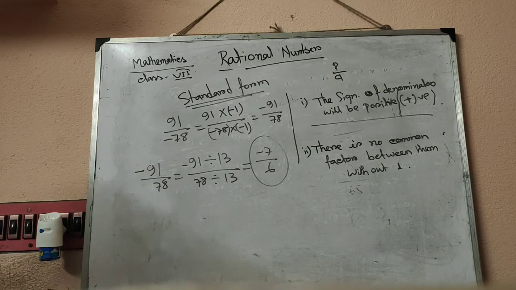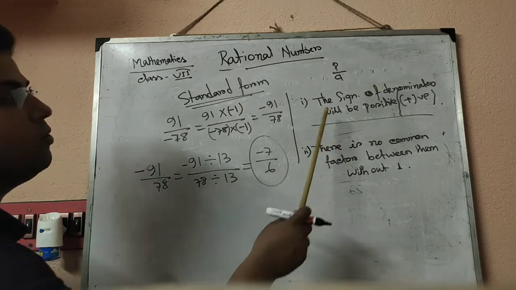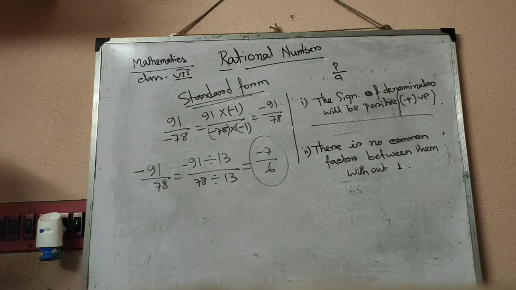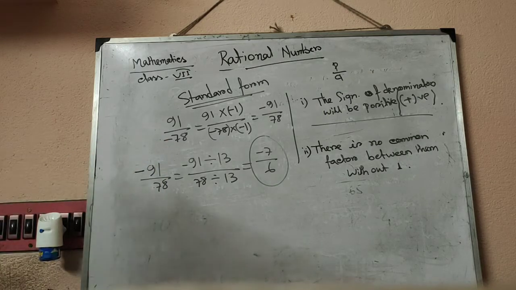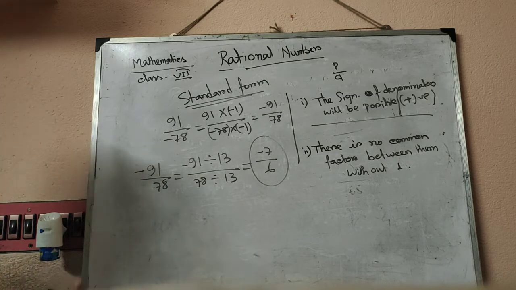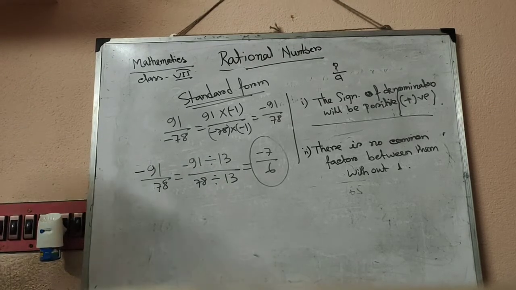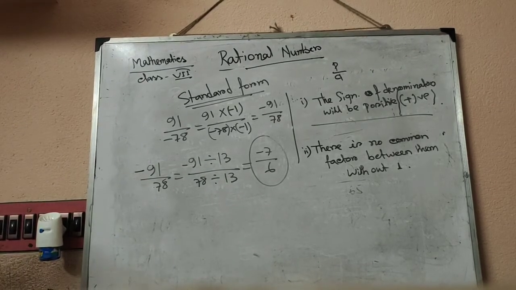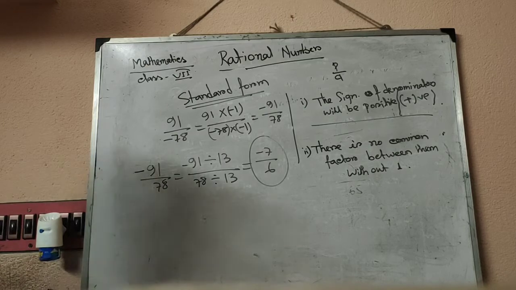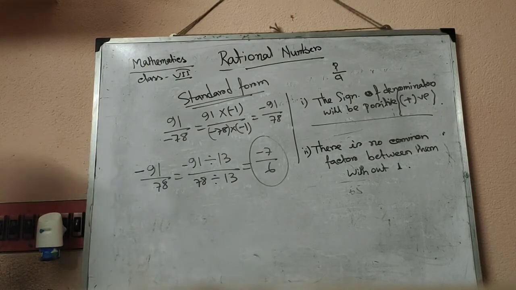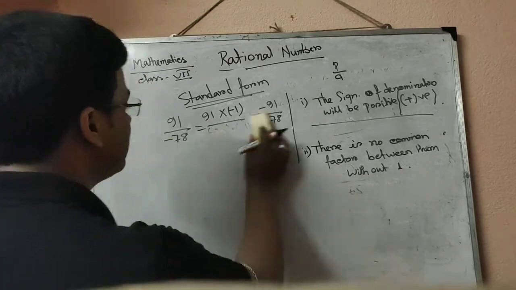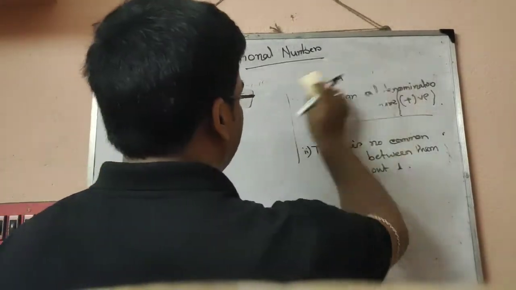So to make standard form, at first the sign will be changed. If the sign of the denominator is negative, we change the sign of the denominator from negative to positive. Then we calculate the HCF between them. And next, the numerator and denominator are divided by their HCF. This is the standard form calculation.